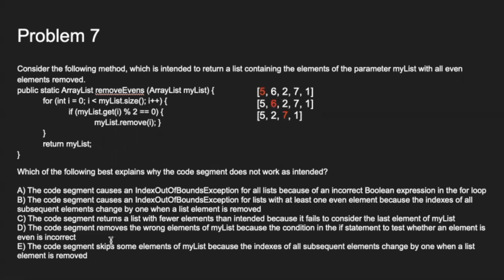Therefore, the answer to this question is E. The code segment skips some elements of myList because the indexes of all subsequent elements change by 1 when a list element is removed. So if you have 2 consecutive even elements, it wouldn't remove the second one. The way to fix this code would be, after saying myList.remove(i) inside this if statement, to also add an i-- line, and that will make the code run as intended.